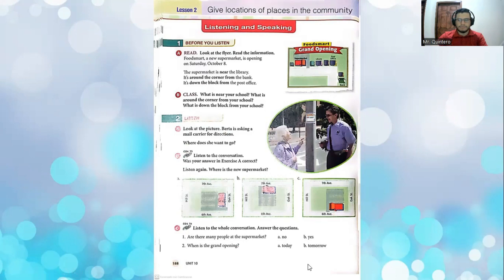Page 188. Listen. Exercise B. Excuse me. Can you help me? I'm looking for Food Smart. Sure. It's on 7th between Hill and Oak. Sorry? It's on 7th Avenue between Hill Street and Oak Street. Thanks.